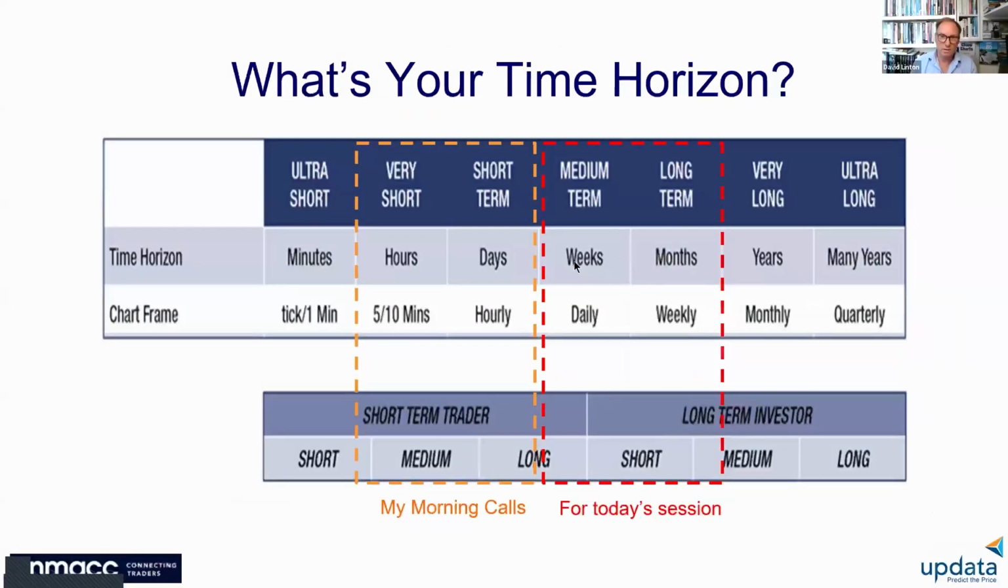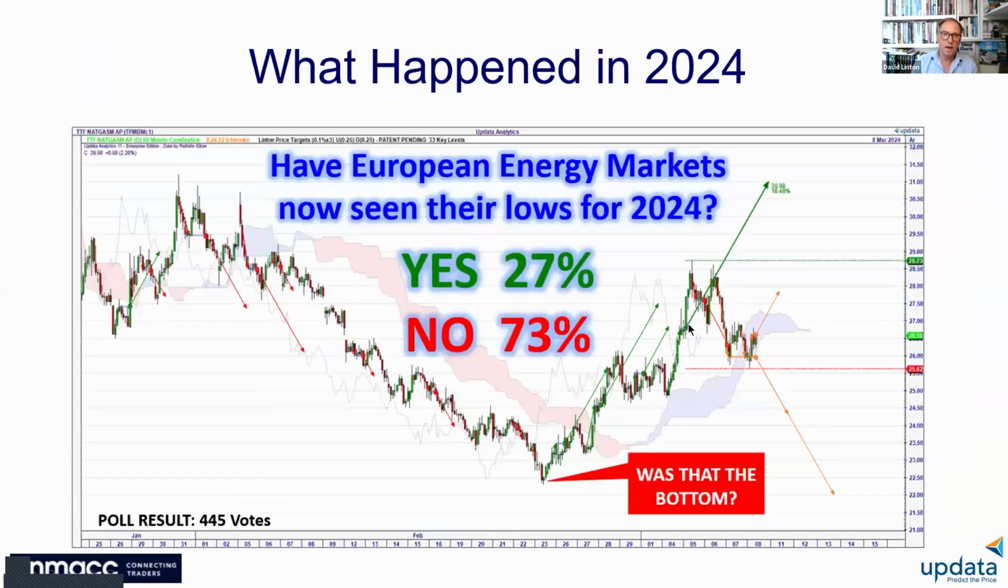So I talked a little bit about what I do, and this was my time horizon table. This was just really this idea that medium term we're looking at daily charts, long term we're looking at weekly charts. Last year, on the 8th of March, we asked people on LinkedIn, 445 people voted, had the market bottomed, after we'd been in this downtrend. And this is the interesting thing about the market. 27% of people said yes, and 73% of people said no.